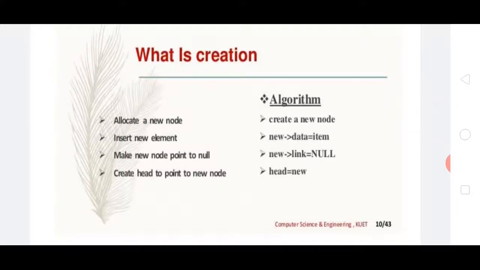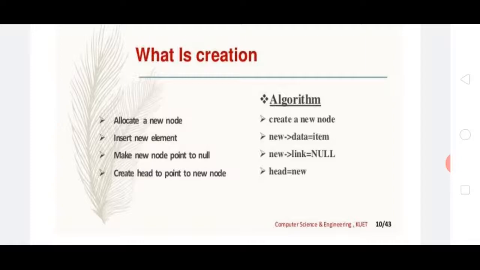Now we can see the algorithm of creation. First, create a node by using the malloc inbuilt function. Then assign a new pointer variable to this created node. This new pointer points to the data field, and also this new pointer points to the next field.